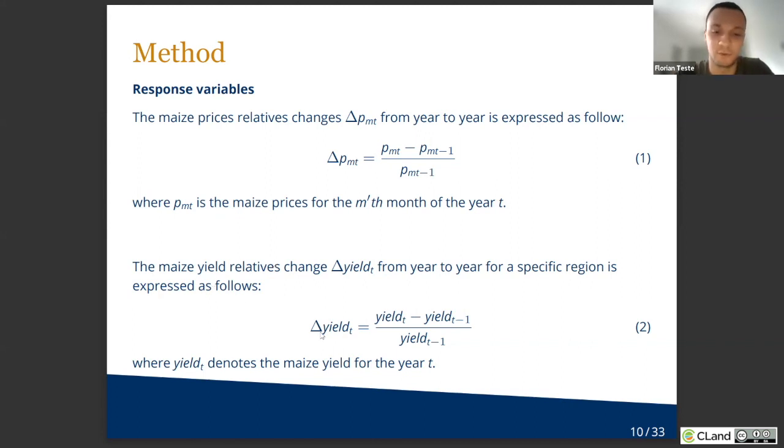We did the same thing for the yield, except that for the yield there is only one data per year, so you don't have months. So you just take the yield at year T minus the yield at T minus 1, divided by the yield at T minus 1. So this is the first step.